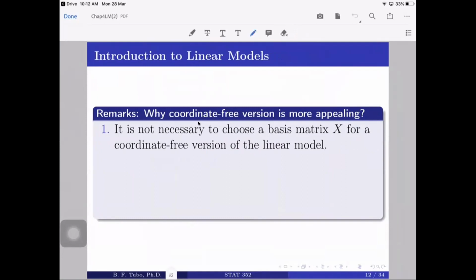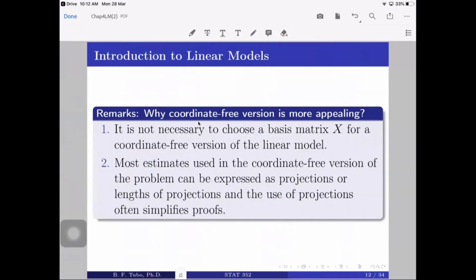So why is coordinate free more appealing when we study linear models? Because it's not necessary to choose basis matrix X for the coordinate free version of the linear model. It is simpler in terms of notation.